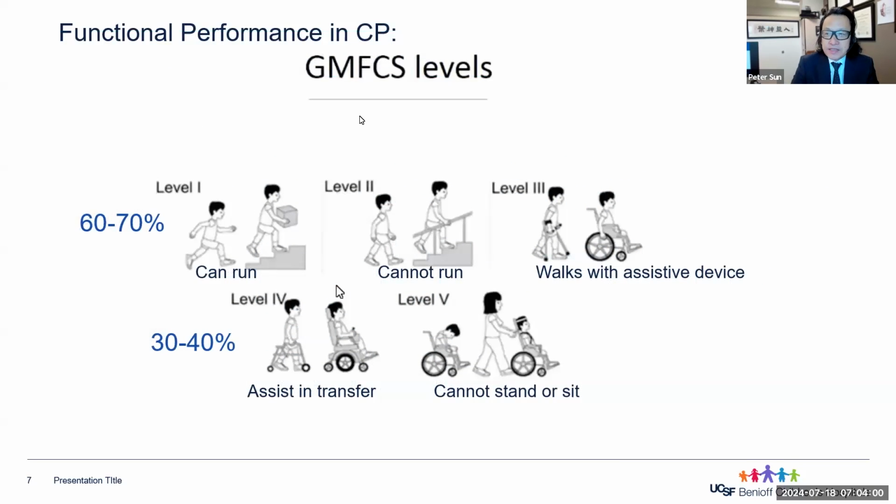So functional performance in CP is classified by the Gross Motor Function Classification System from 1 to 5. Level 1 is defined as basically normal. You can run, may have difficulty on uneven surfaces or with endurance, some balance issues, but very functional. Level 2, cannot run, but can get by walking. Level 3, walks with assistive device. Level 4, can assist in transfer. Level 5, we're severely affected and cannot stand or sit.